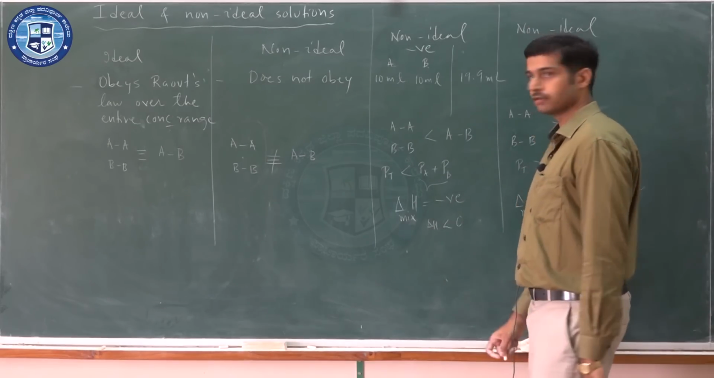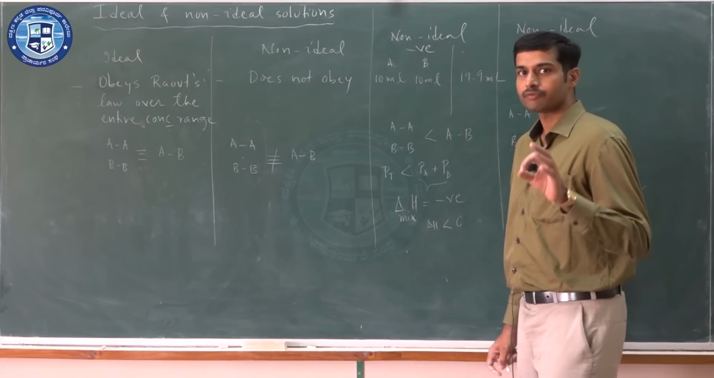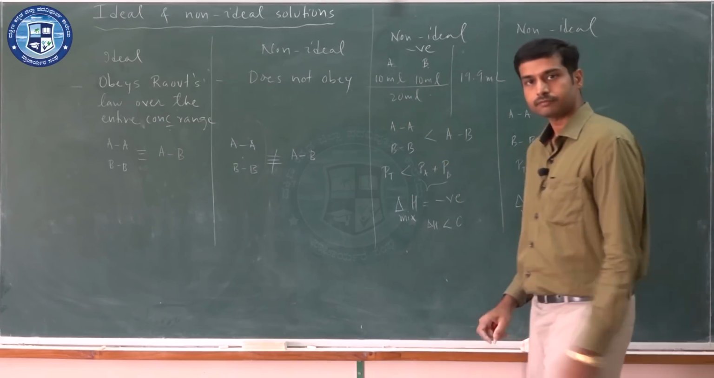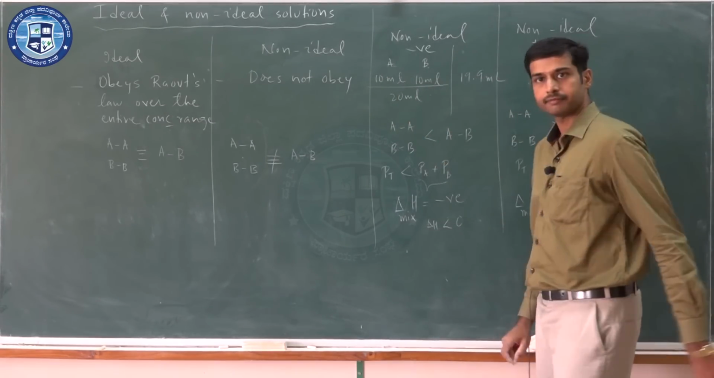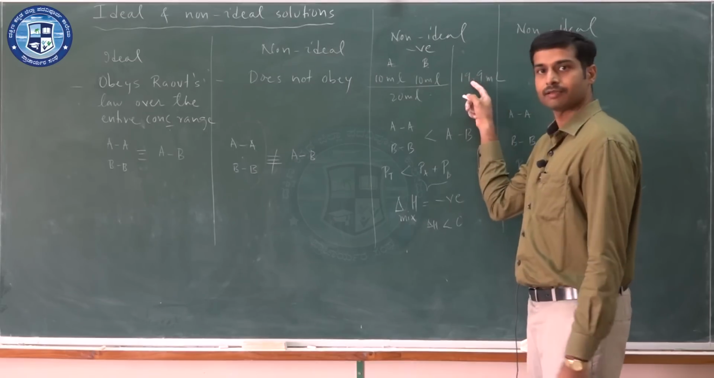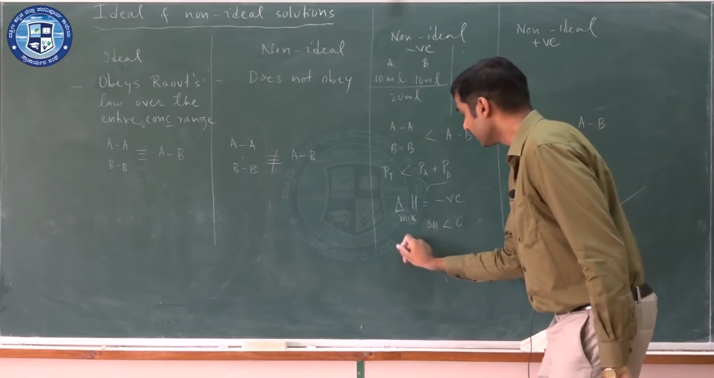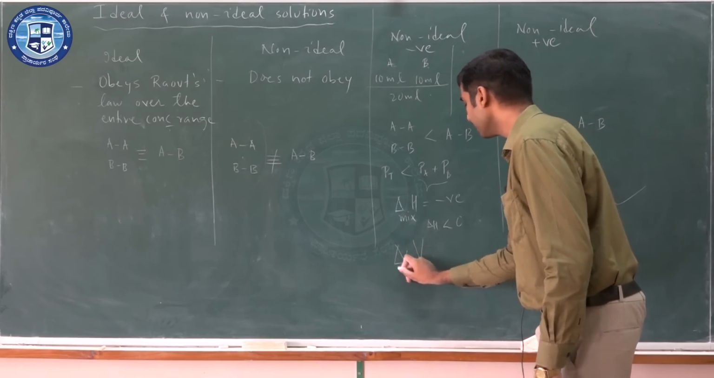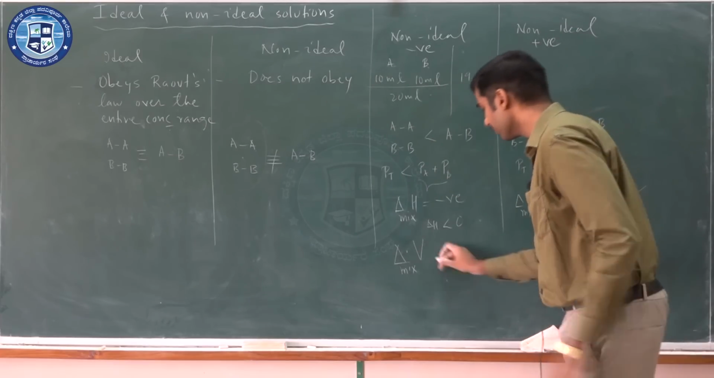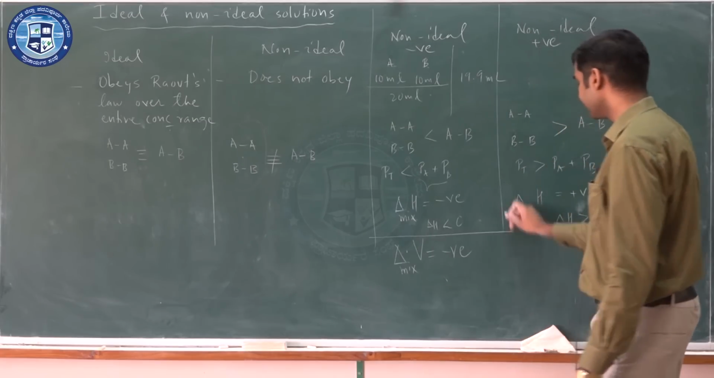19.9 milliliter. Now, according to Raoult's law, what is the expectation? The sum of the volumes of the individual liquids should be 20 ml, but now what I am getting is 19.9. So, the total volume of the solution is less than the sum of the volumes of the individual liquids. Hence, change in volume delta V during mixing, what will be the difference? 19.9 minus 20, it will be a negative value. So, delta V mixing is negative.